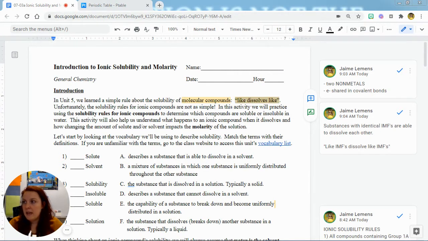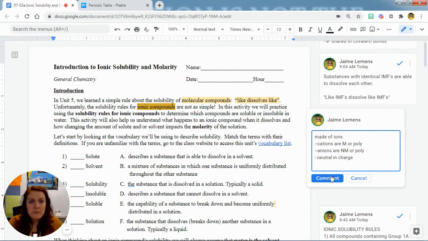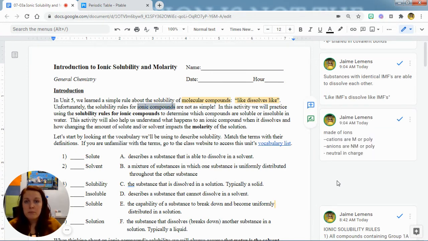All right, so I'm seeing ionic compounds. This is another review. Ionic compounds are a little different. They are made up of ions. The cations are either metals or polyatomics. The anions are nonmetals or polyatomics. And when they are chemically combined, they are neutral in charge.